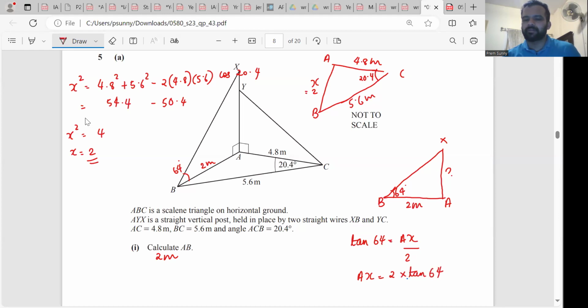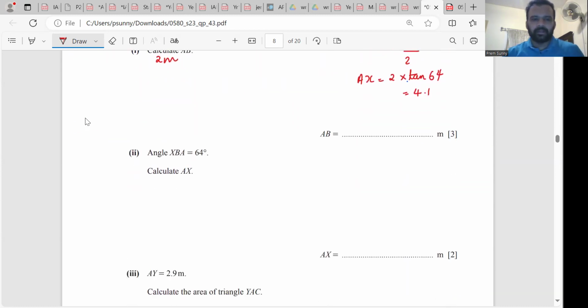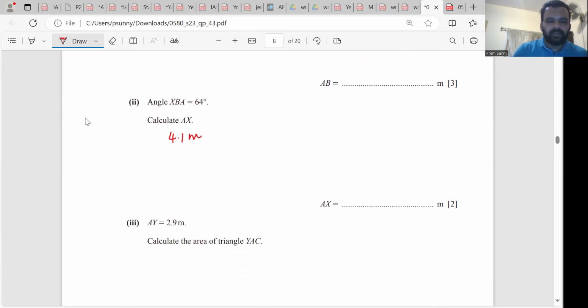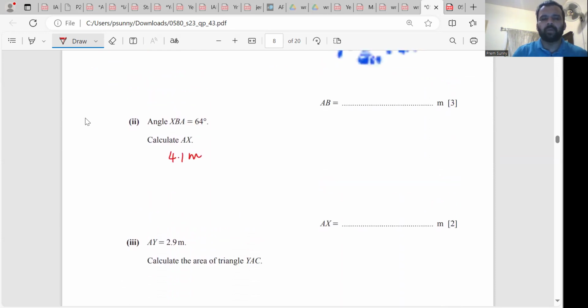2 into tan 64. We put this in the calculator. 2 into tan 64 will give me 4.1. So now we have the value for AX as 4.1 meter. Now it is given that AY is equal to 2.9 meter. Calculate the area of YAC.